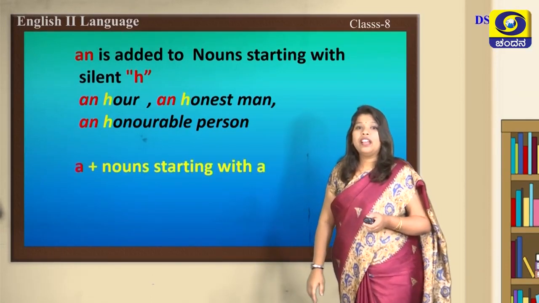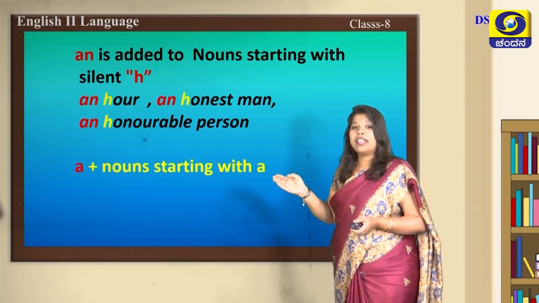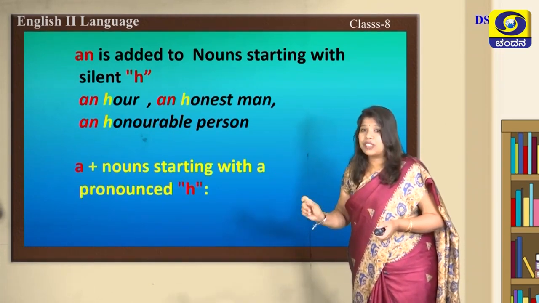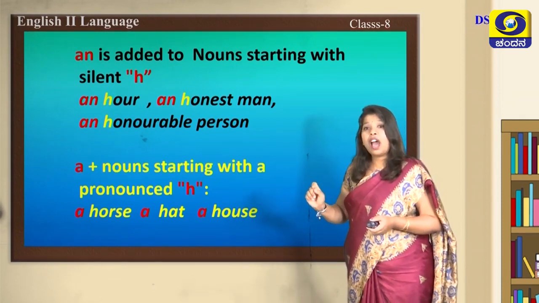Now, A is used before words starting with pronounced H. For example, a horse, a hat, a house.